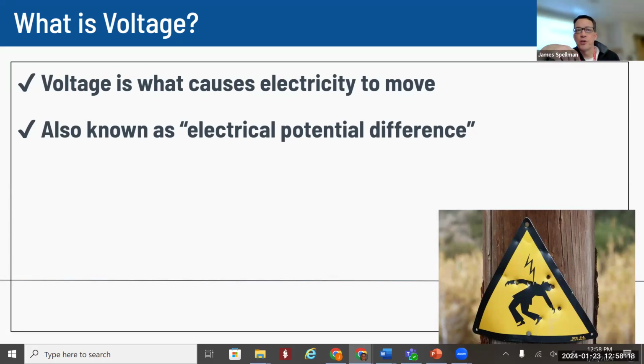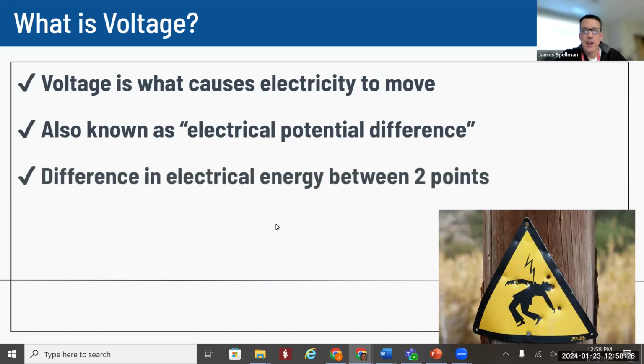So voltage is going to cause the electricity to move. When we measure it, we're measuring the difference in the potential energy that it has. We can also think about this as how much energy is left between two points. There's a difference in the electrical energy between two points, and usually we're talking along a wire, or in some case a circuit that we have.